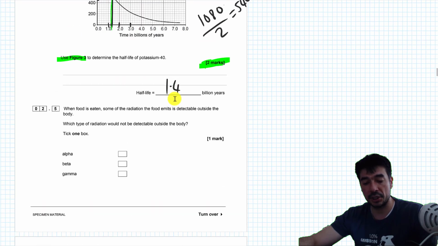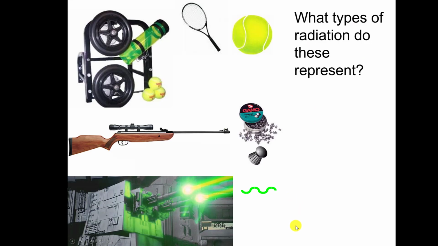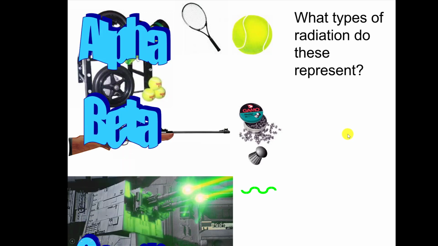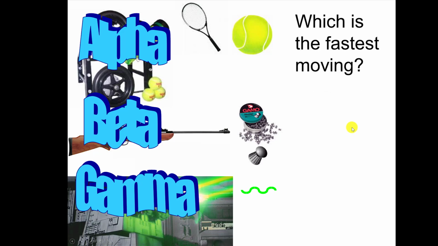Okay, so there are 3 types of radiation. You've got alpha, beta, and gamma. This is a way I like to teach people a way of remembering all the different properties of 3 types of different radiations. So you can imagine, what do they represent? Well, it's alpha, beta, and gamma.